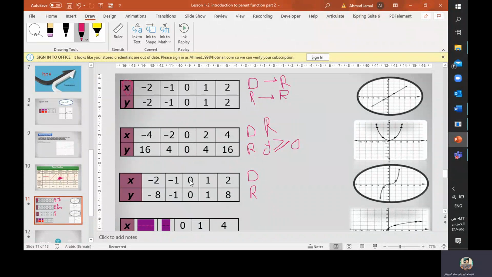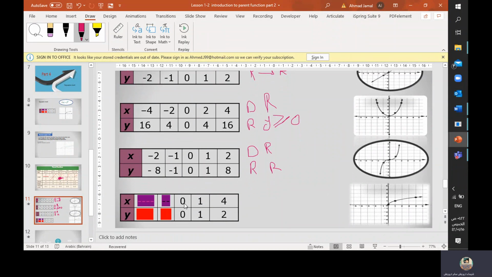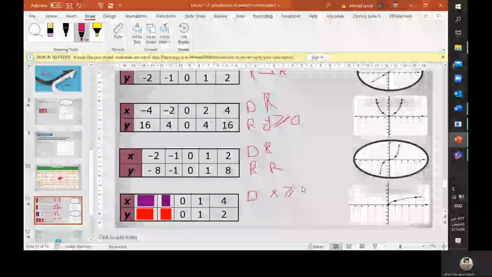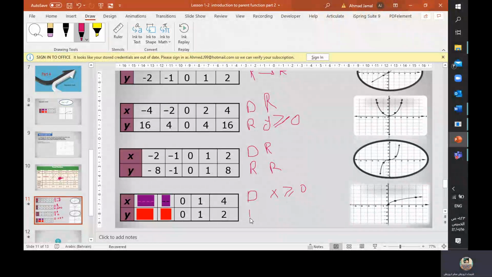Look here: positive, yes, negative, yes, plus 0, so R. In the range, positive, yes, negative, yes, 0, yes, so R. Here, positive numbers, yes, negative numbers, no. So the domain is related to x, so we should write x greater than or equal to 0. Here, R. Why R? Because range is related to the y-axis, vertical. Here, positive, yes, 0, yes, negative, no. So y should be greater than or equal to 0.